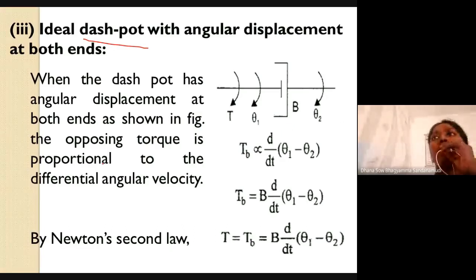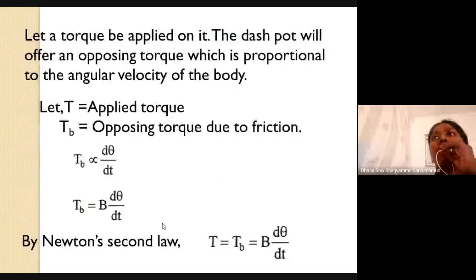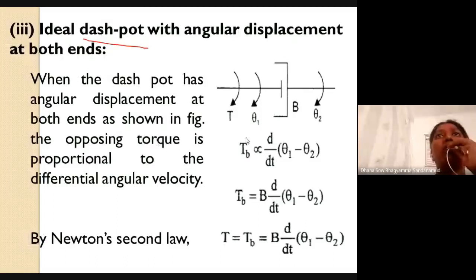So the applied torque is T and the opposing torque is T_B, the same terms as before. T_B is proportional to the differential velocity, d by dt of theta 1 minus theta 2.